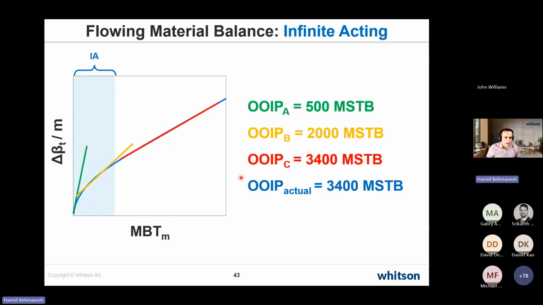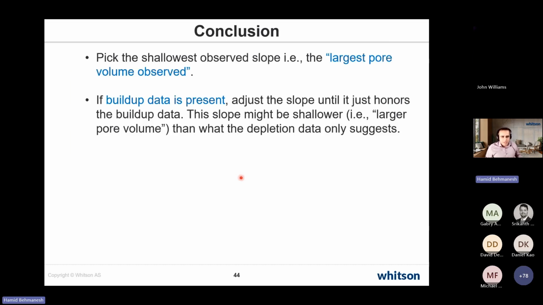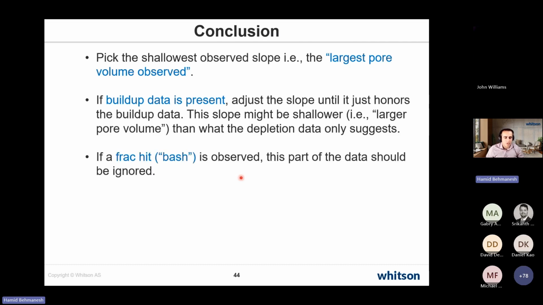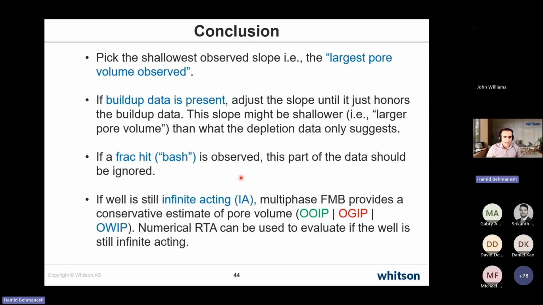So this is the identified infinite acting. This is boundary dominated. A couple of conclusions here. Pick the shallowest slope. Trust the build-up data if they are trustworthy. Take advantage of them, adjust the slope so that you meet these two criteria. Fracking and some other external events should be identified, disregarded and treated properly. And with the infinite acting, we are exploring OIP; during boundary dominated flow, we are capturing the full reservoir size.